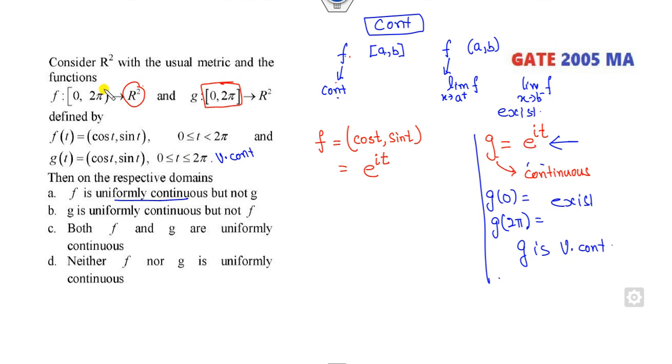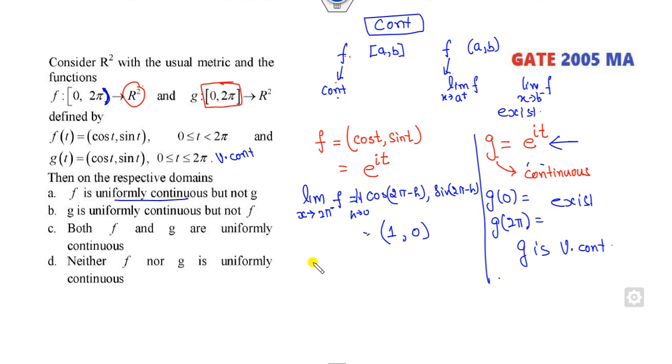Look about this, because this is semi-open. So you have to check the limit as x approaches 2 pi negative of f. What is the limit of this? Can you calculate it? It's cos of 2 pi minus h and sine of 2 pi minus h as h approaches 0. So what is that? Cos of 2 pi is plus 1, sine of 2 pi is 0.